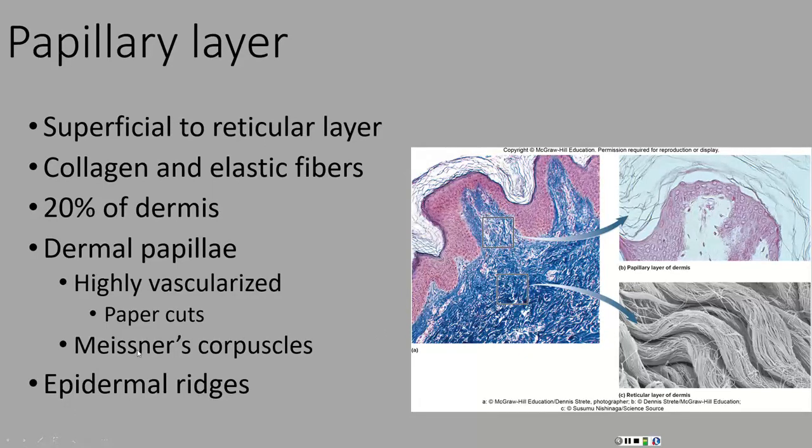There are these structures called Meissner's corpuscles, and they are found throughout the dermis, but they are very, very concentrated in these dermal papillae. Meissner's corpuscles detect very light touch. So if you ever just barely touch your skin and you can feel it, most of that is coming from Meissner's corpuscles. Then we have these areas in between the dermal papillae where it's kind of sunken. These are called epidermal ridges. Epidermal ridges are the sunken in part between the dermal papillae, which are the raised part.